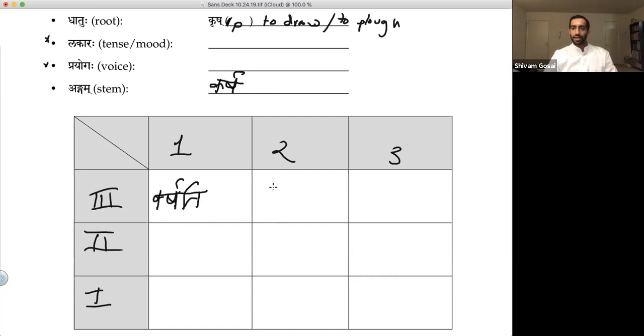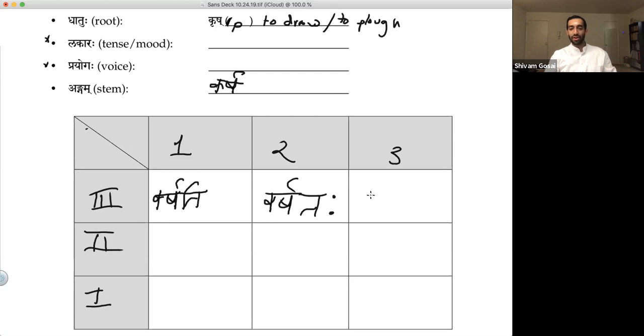Okay. Then Pratama Purusha Dvivachanam. So I can say Karsha and then taha. So Karshataha. That first letter is a kakara. It doesn't look like a kakara. Okay, so then we keep going.